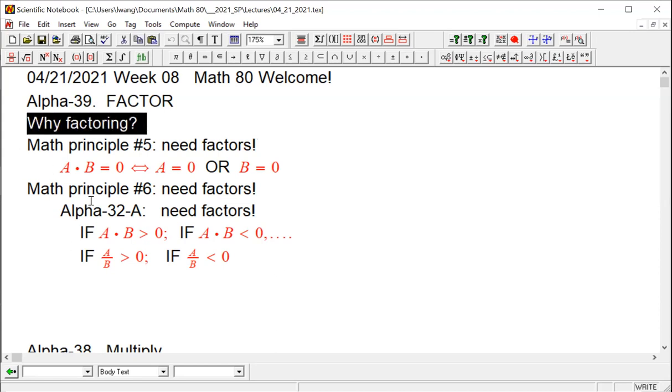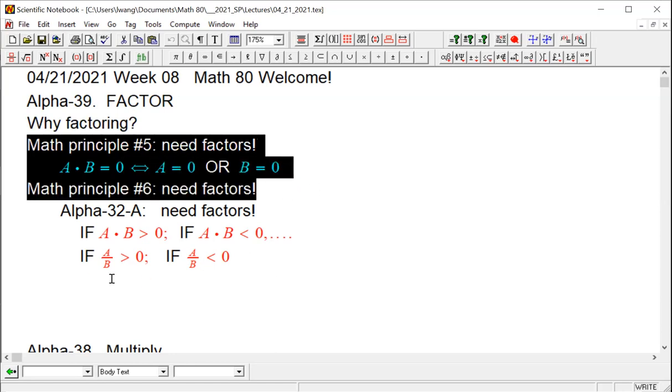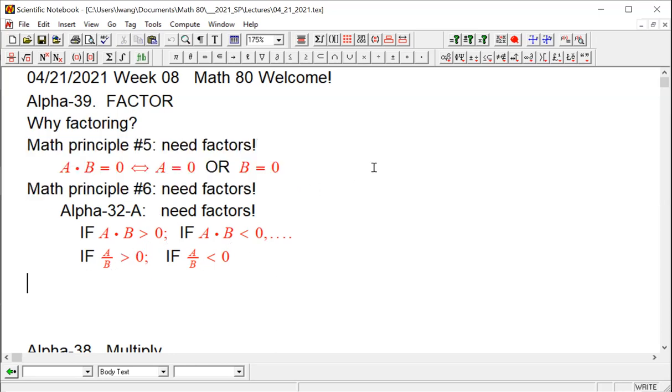So why factoring? Primarily because of principle number 5, number 6, and you can also loosely say math principle number 1, number 4. In those cases, we need factors as well from time to time. But it's not in such a direct form as the way we did number 5 and 6 in the if statement, but those are also situations where we need factored form. Okay, so this is the why of factoring.